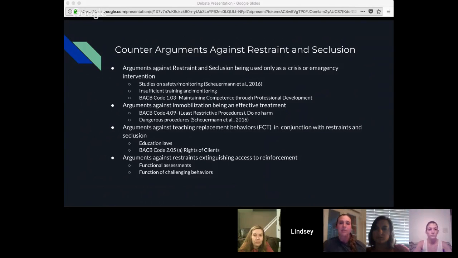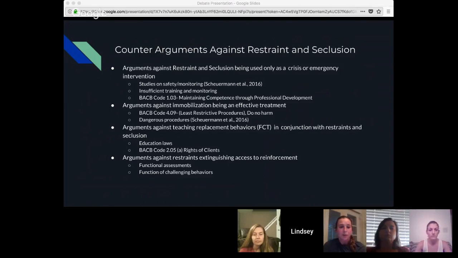And this relates to the BACB code 1.03 that talks about making sure we're maintaining competence through professional development. There needs to be more training and research on interventions to use restraint and seclusion. And there's also currently no studies that show safety monitoring of restraint techniques.